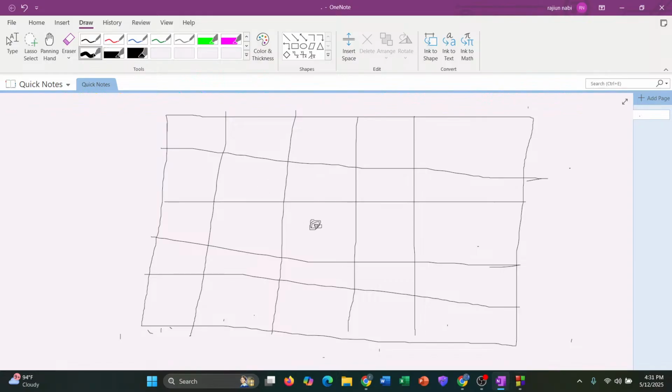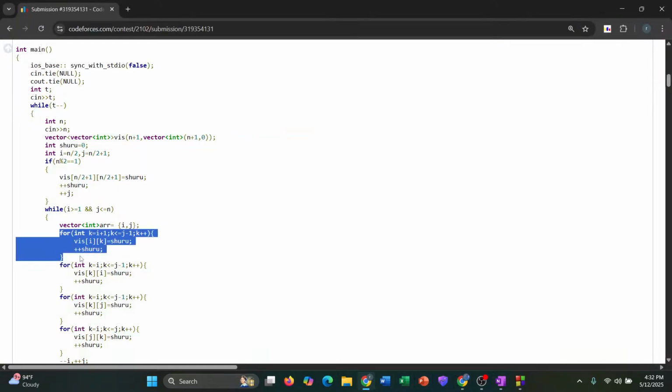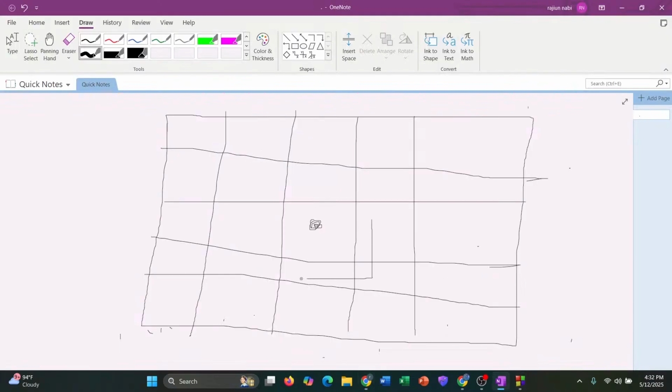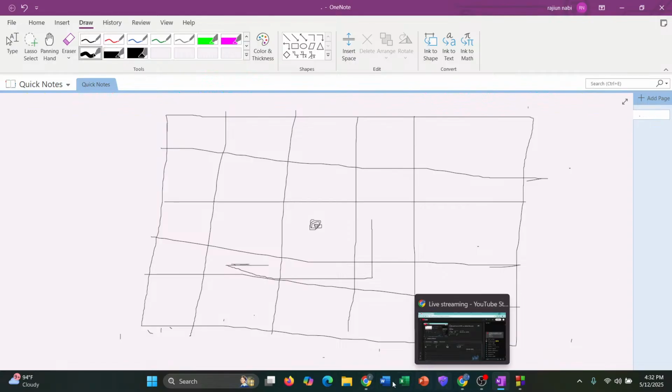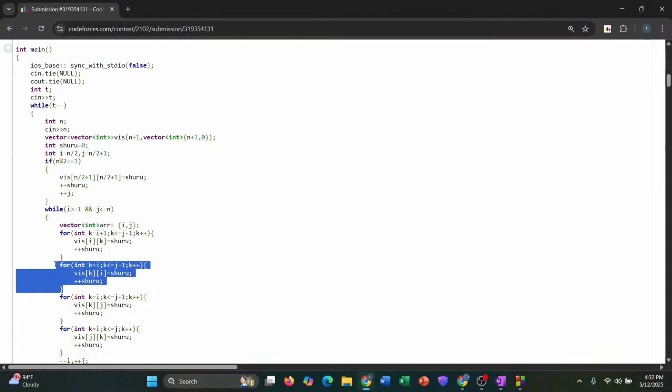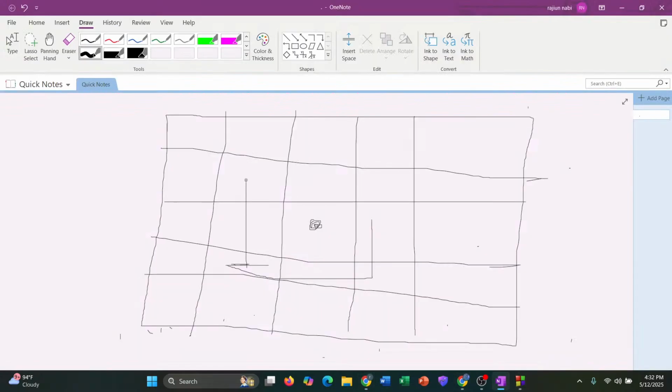Suppose we are in the middle. The first for loop covers this part. The second for loop covers this part. The third for loop covers this part, and the fourth for loop covers this part.